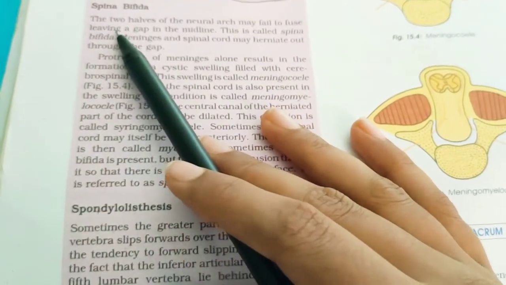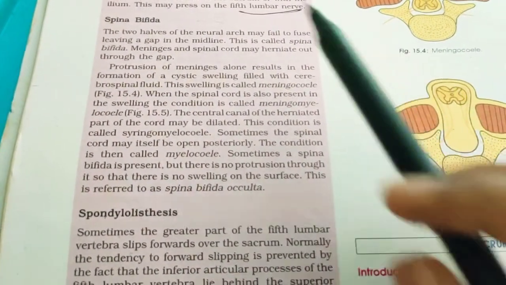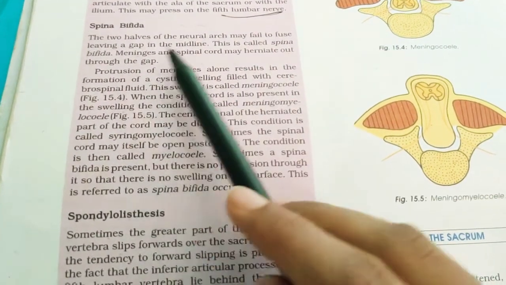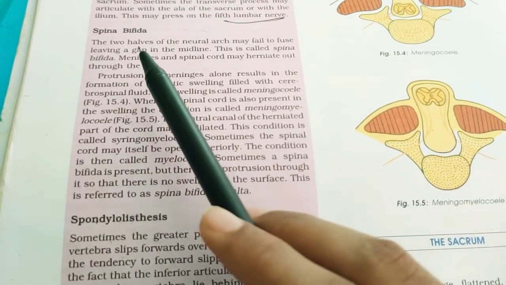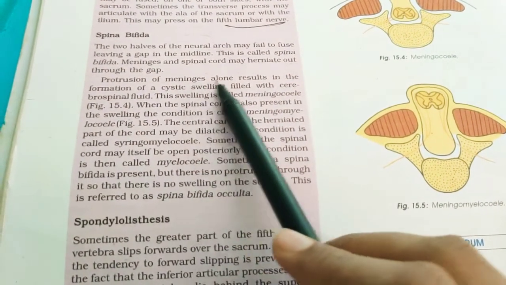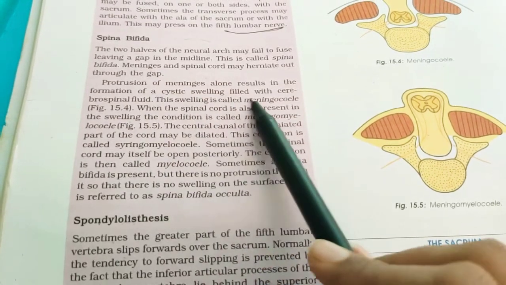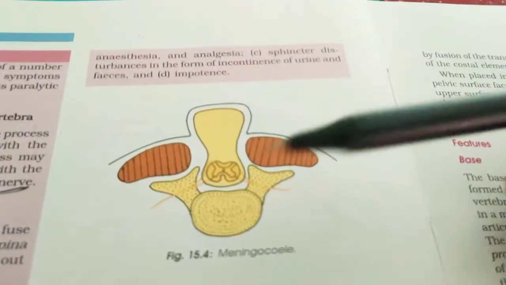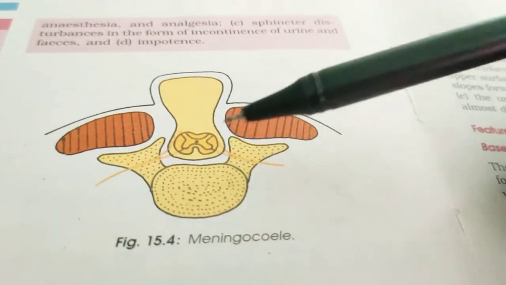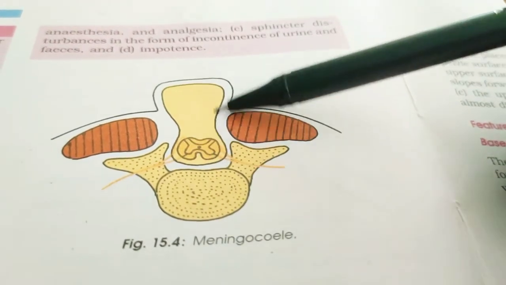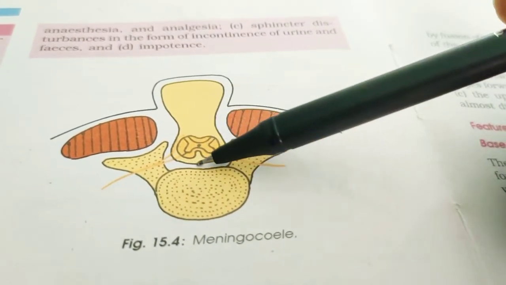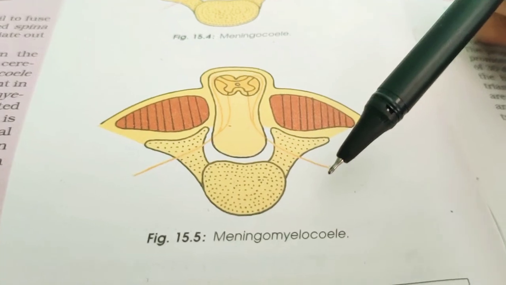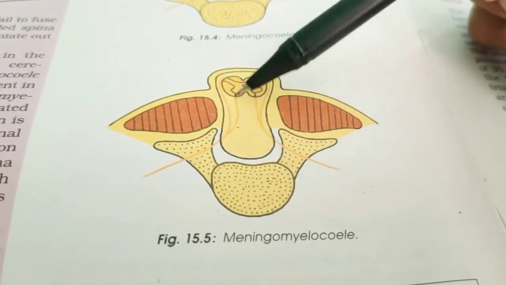Next, coming to spina bifida. The two halves of the neural arch may fail to fuse, leaving a gap in the midline, and this is called spina bifida. Meninges and spinal cord may herniate out through this gap. Protrusion of meninges alone results in formation of a cystic swelling filled with cerebrospinal fluid, and this swelling is called meningocele. In this diagram you can clearly see there is a gap and it is not forming a spinous process, so there is a meningocele here. The spinal contents are coming out, and there is also meningomyelocele. Meningomyelocele means the spinal cord is also present in the swelling.